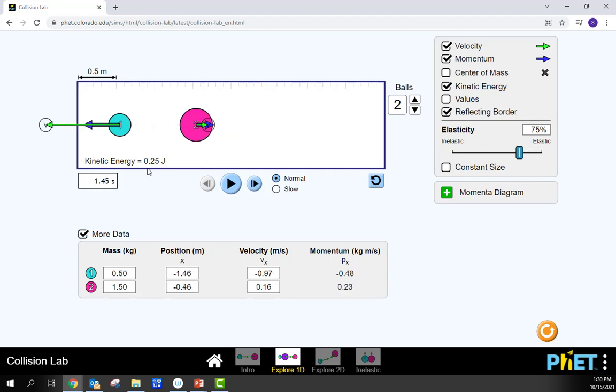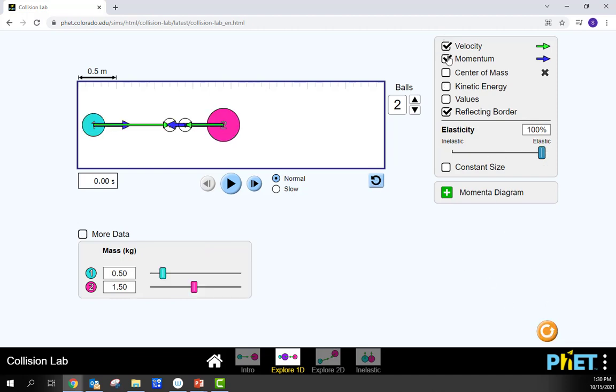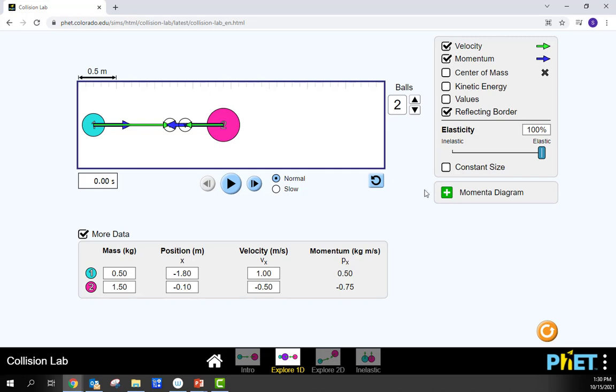So now we see we no longer have the same amount of energy. Our total momentum still adds up to negative 0.25. And the behavior of the two balls in this case is very different than what we had before. If I again decrease the elasticity, though I am sure I'm going to have to reset this whole thing again, rather annoyingly actually.